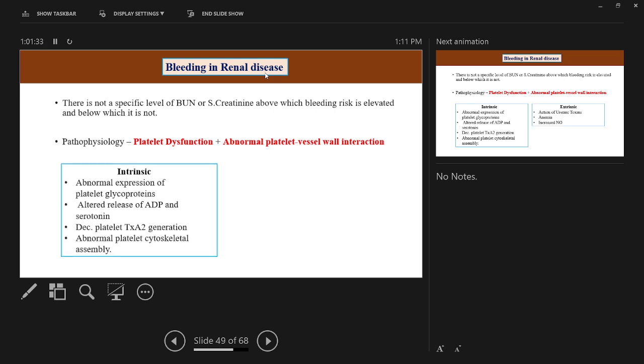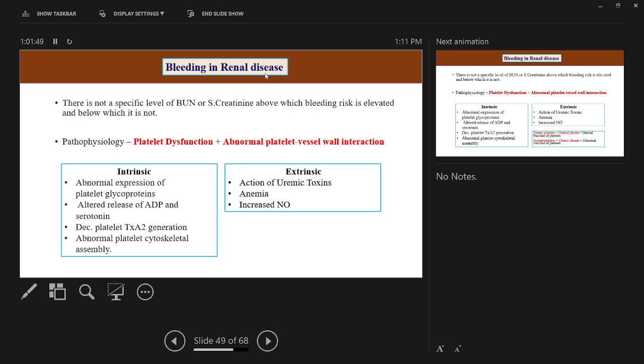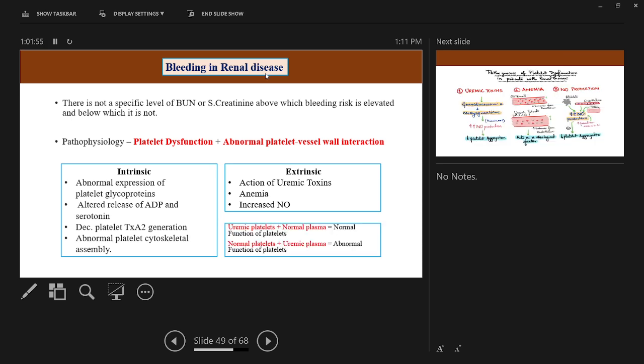The intrinsic defects that occur are abnormal expression of the platelet glycoproteins, which will impair platelet aggregation, altered release of ADP and serotonin, decrease in platelet thromboxane A2 generation, and abnormal platelet cytoskeletal assembly. The extrinsic factors are the action of the uremic toxins, anemia, and increased nitric oxide production.